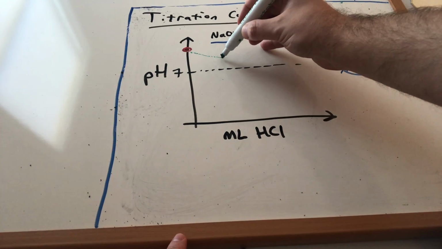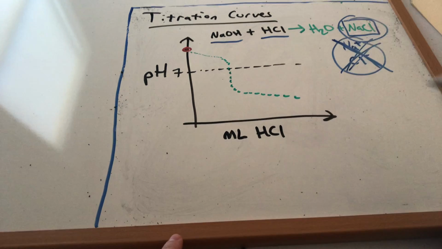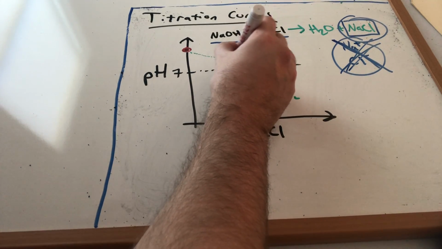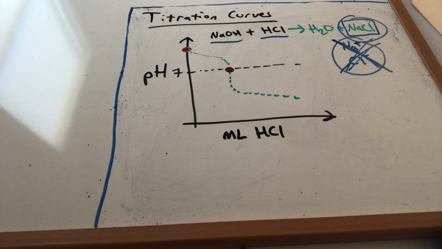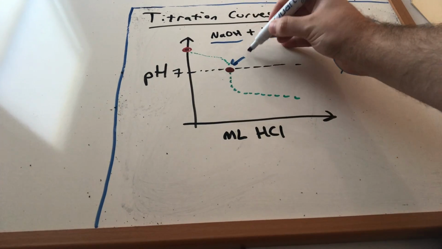Eventually you'll see a drop in pH, and then you'll keep going. Where that drop in pH occurs, now I didn't draw it perfectly, but at the midpoint of that drop in pH, this steep region, that's your endpoint.